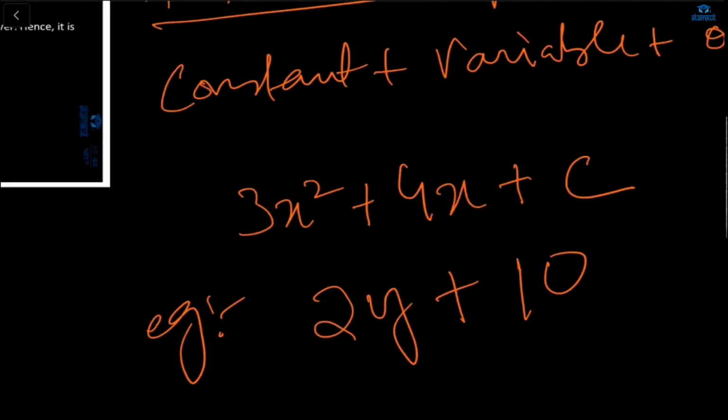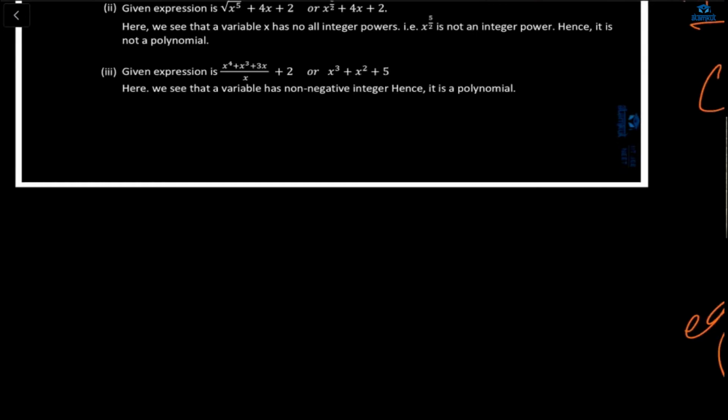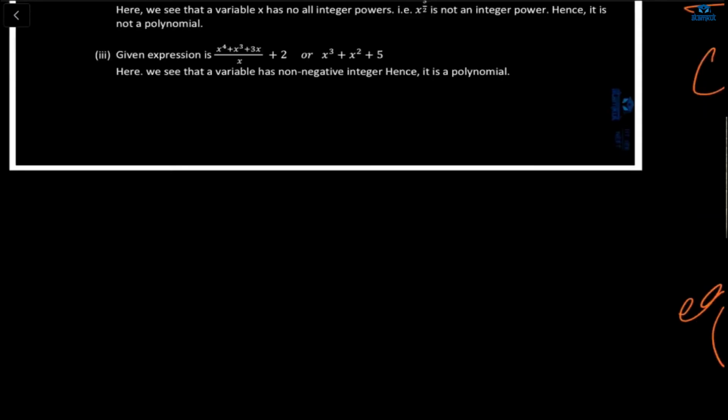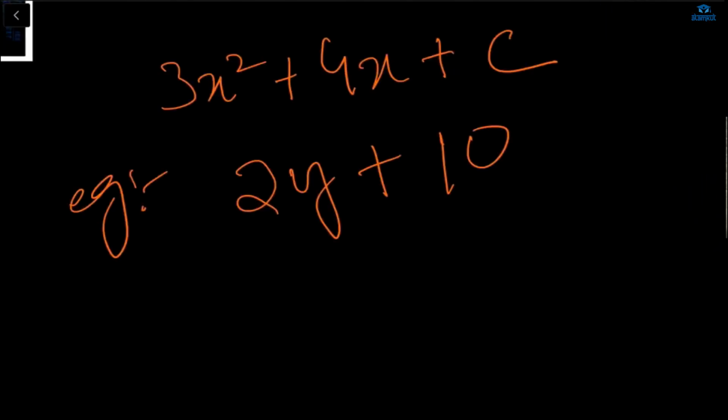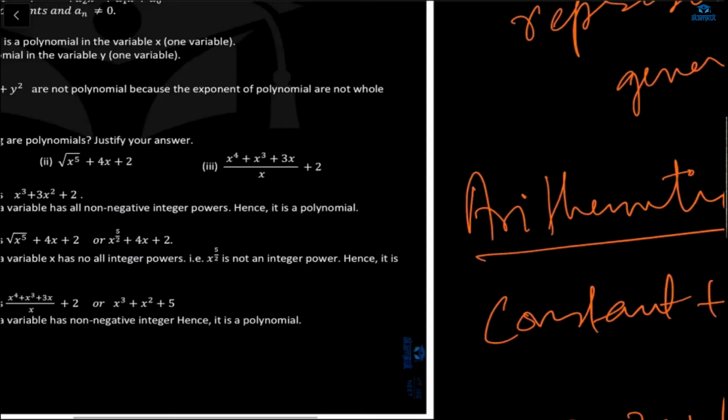Okay, now what are polynomials basically? This was about arithmetic expressions. An arithmetic expression can be like 2y + 5 also. This is an arithmetic expression. 2y/5 is also an arithmetic expression, but this is not a polynomial. Now, what is a polynomial?